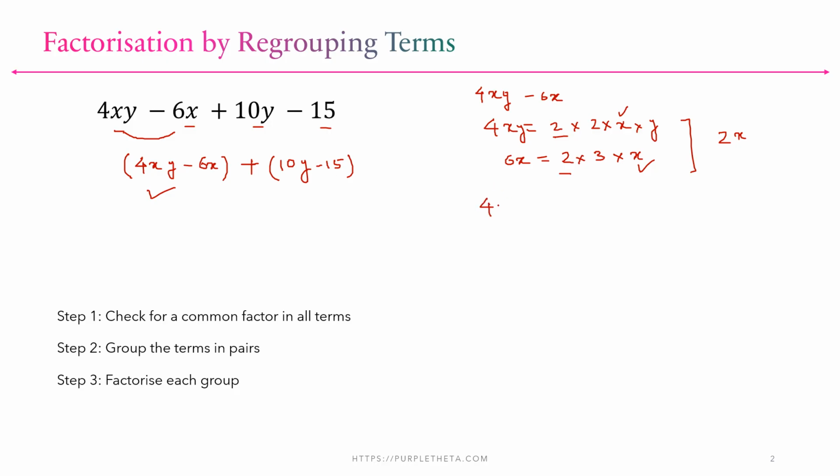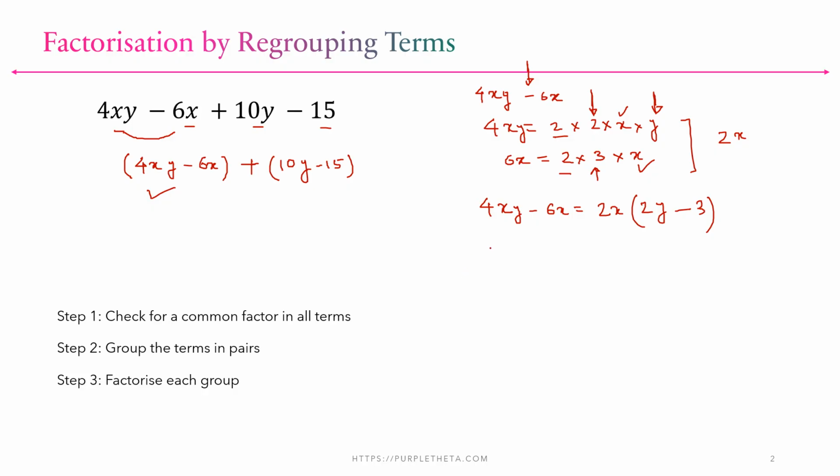So 4xy minus 6x is, I will take out 2x, and then in the bracket I will have from the first term this 2 left and this y left, that is 2y. I will write it in a bracket. Then because I have a minus sign here, I will put a minus sign. Then from the second term only 3 is left, I will write 3 here.